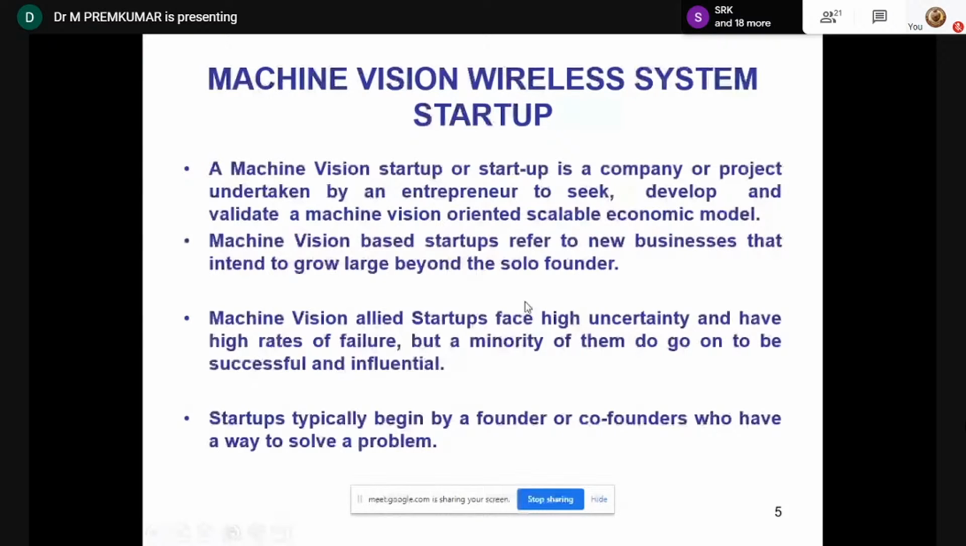if he wants to make a startup, the first thing is that he will be unaware of what to do.